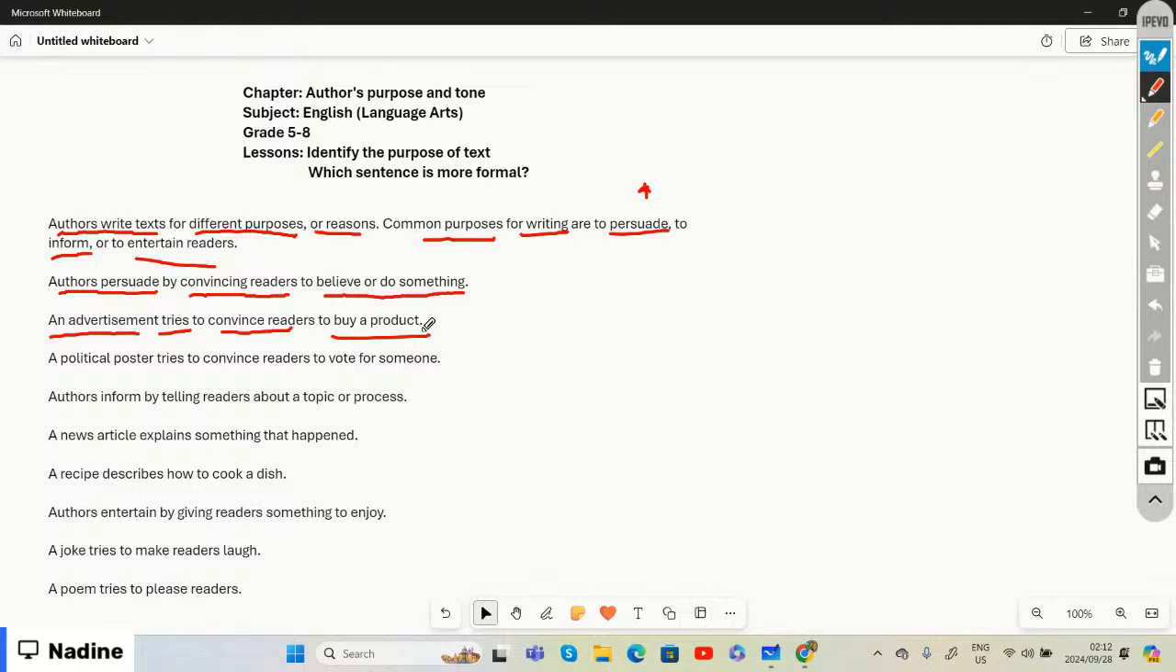All right. Another one is what authors also do, depending on the specific text or the text type that you are writing.